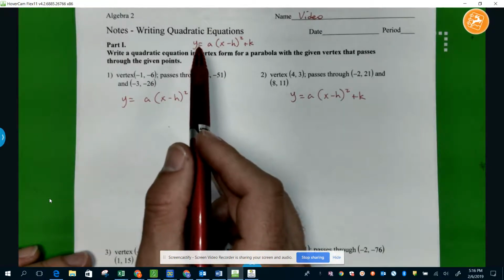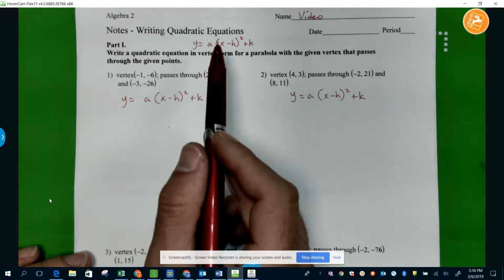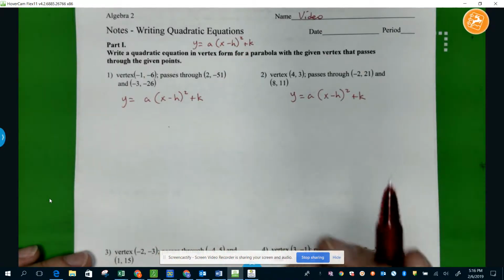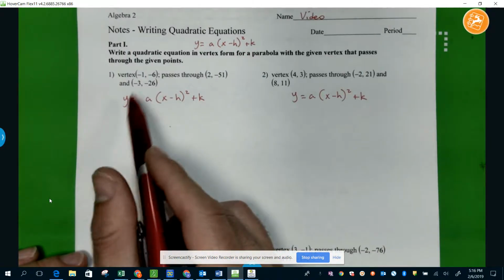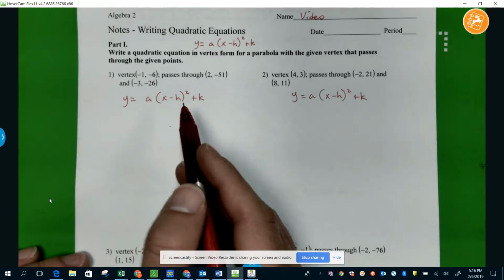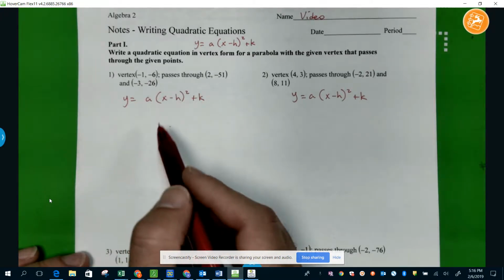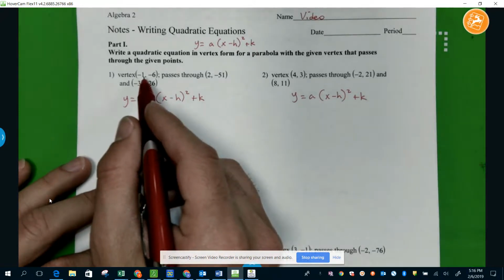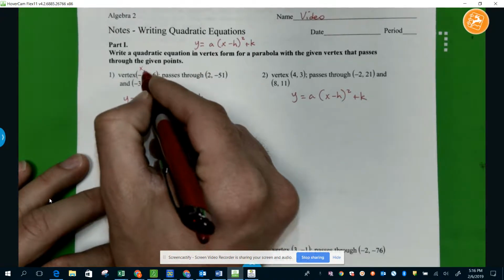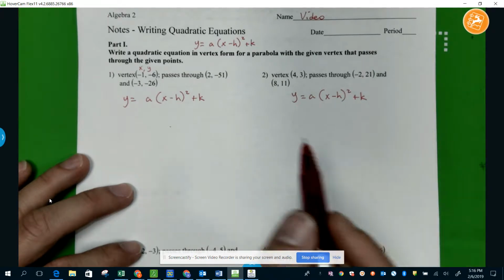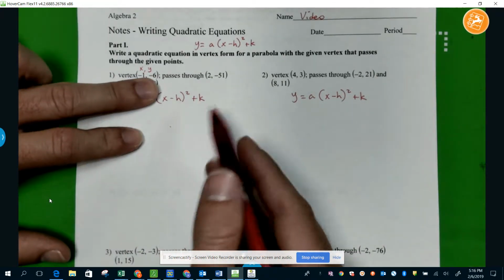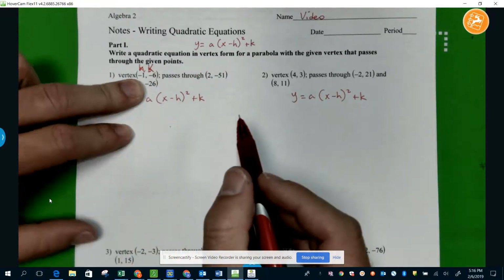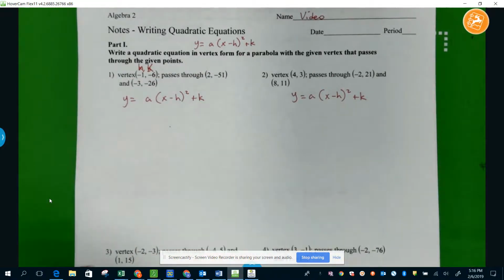So vertex form again is y equals a, and then in parentheses you have your x minus h, squared, plus k. So all we're going to do is plug in some of this information that they give us, and we are going to figure out the a value. Okay, so if we know the vertex, we know that the vertex is the x and y value. So actually our vertex, let me take it back, we call that our h and our k in this case.